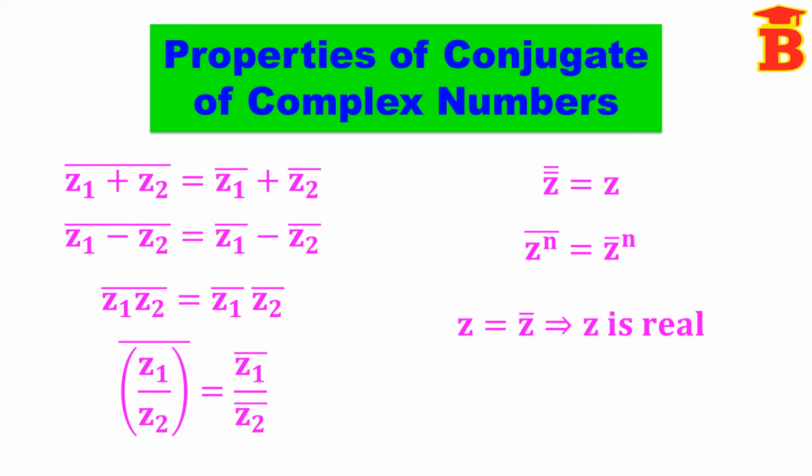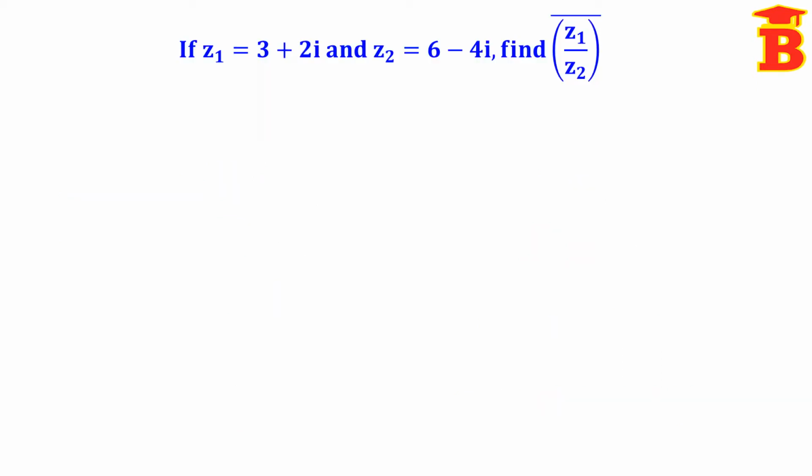Z equal to Z bar implies Z is real. Z equal to minus Z bar implies Z is imaginary. Now let us learn the problems.